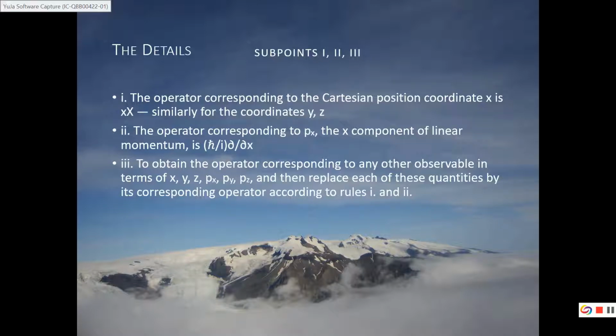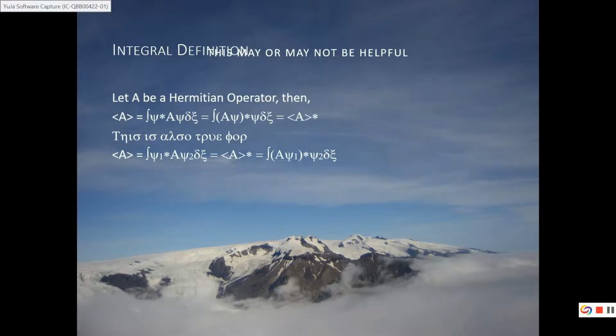So this third one I think is the most important and the one that you should focus on knowing. I'm just going to read it because it explains it pretty well. To obtain the operator corresponding to any other observable, write it in terms of x, y, z, px, py, pz, and then replace each of these quantities by its corresponding operator according to rules 1 and 2. So basically if you have a function that has some undetermined things, if you can replace it with x, y, z, p sub x, p sub y, p sub z, you can easily get it to something more understandable rather than a mess of other terms.